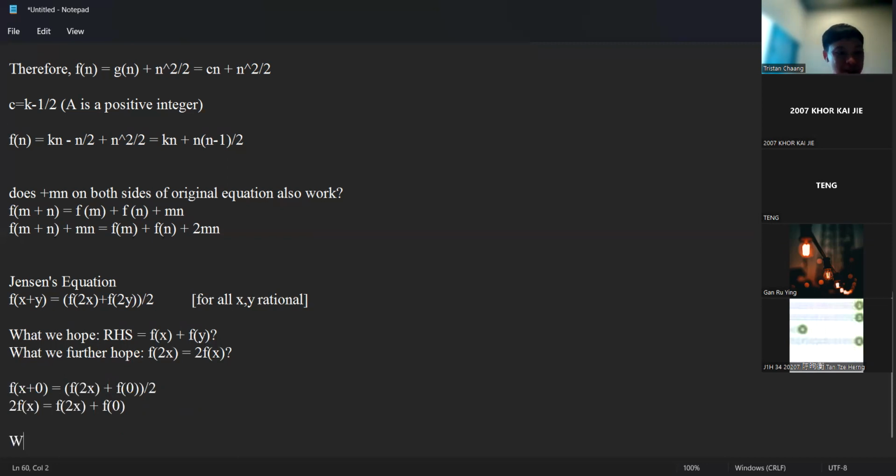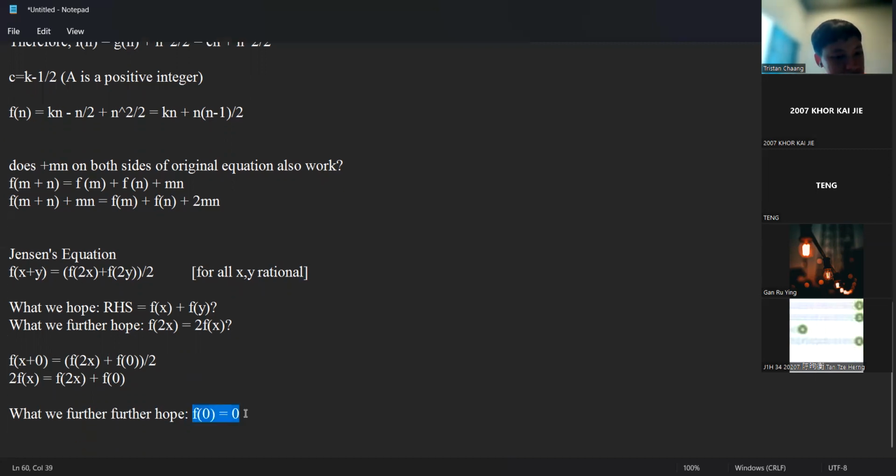So now what we hope, or we further hope, is f(0) is 0. But can this hold? Must this hold? If we put both sides as 0, we get a very frustrating result of getting 0 equals 0, which doesn't lead us anywhere.